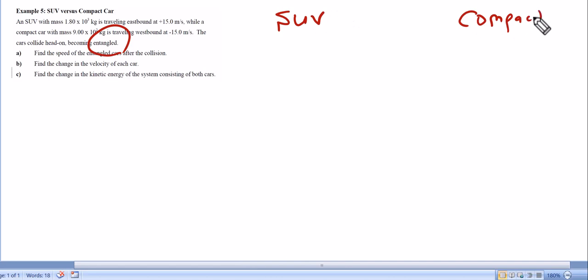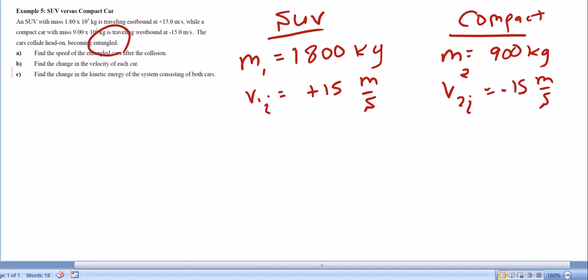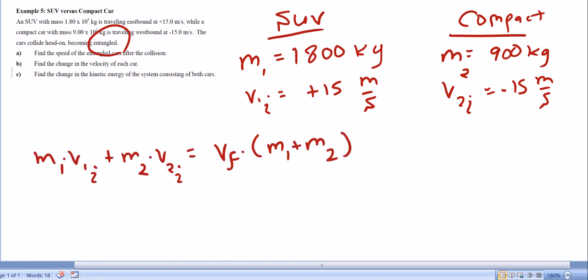Let's make a list of what we have. We have the mass of the SUV. We have the mass of the compact car. We have the initial velocities. And the V1 final and the V2 final were the same thing. So they're going to just be the same thing.